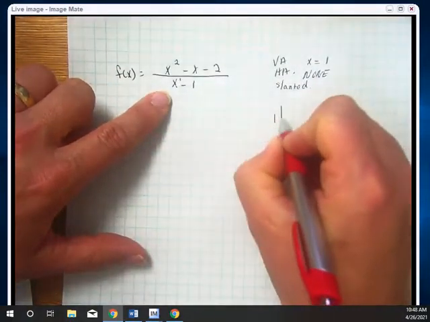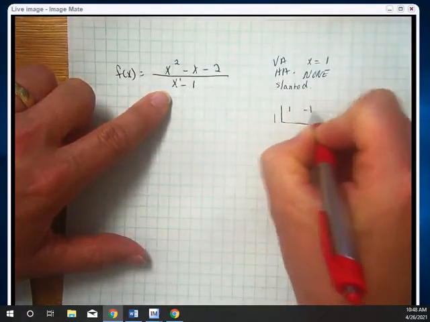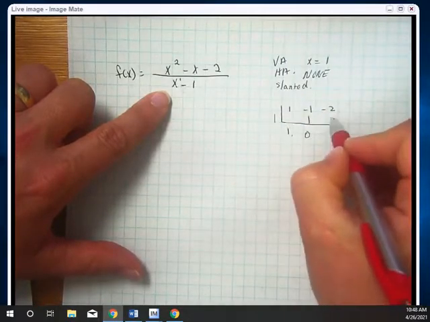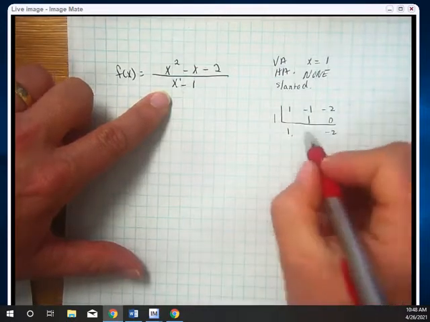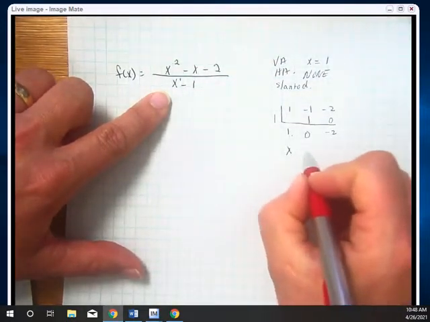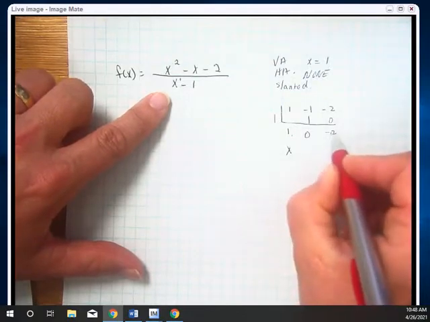1 goes into 1, -1, -2. 1 times 1 is 1. Bring down the 0. 0, I have a remainder. This was an x squared. This is x plus 0 with this remainder of a -2.